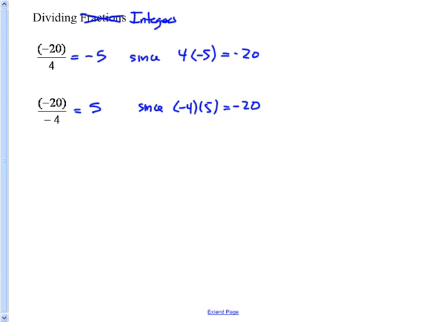Now, as it turns out, when you're dividing, it follows the same rules as when you're multiplying. Negative divided by a positive is a negative, since the signs are different. When the signs are the same, negative 20 divided by negative 4 is positive 5. So signs are the same, the result's positive. Signs are different, the result's negative. Same is true for multiplication and division. All right, go to work.